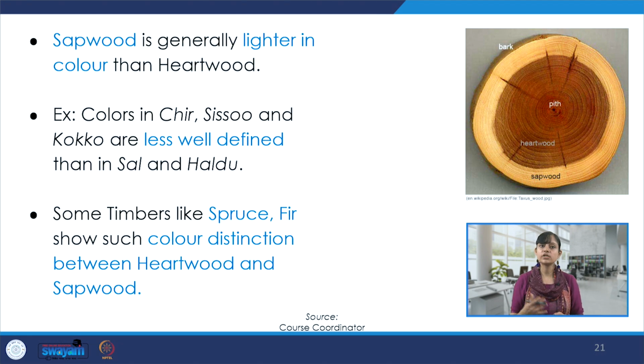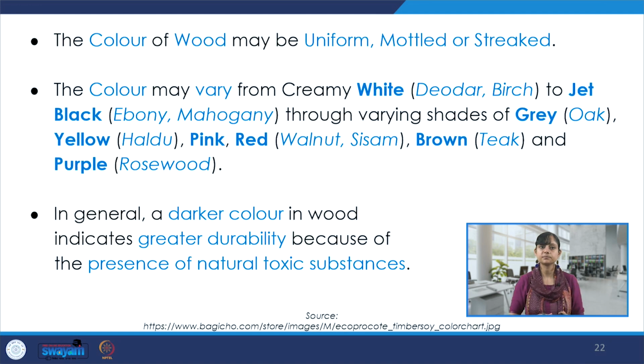Then sapwood is generally lighter in color. We did talk about the pith and we talked about the bark and the hardwood section and the sapwood. So sapwood is generally lighter in color than the hardwood. For example, the colors in cheese, sisu, cocoa are less well defined than in the case of sal. And then some timbers like spruce, fir show color distinction between hardwood and sapwood.